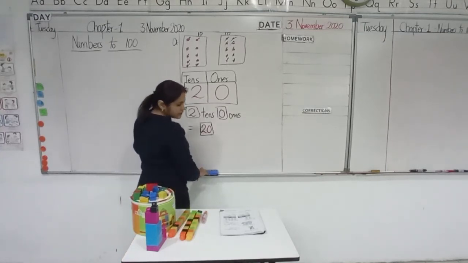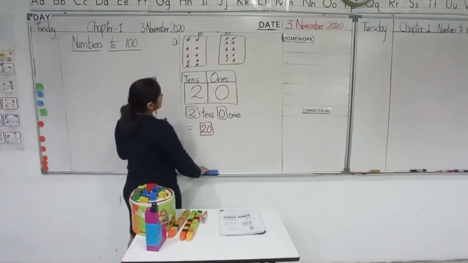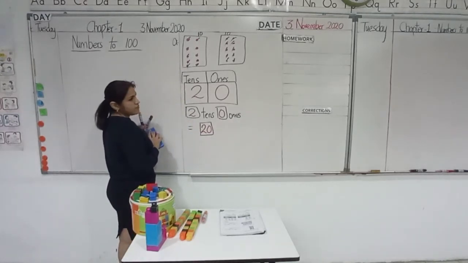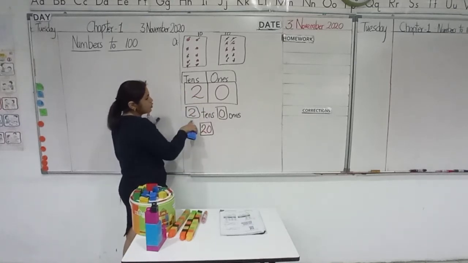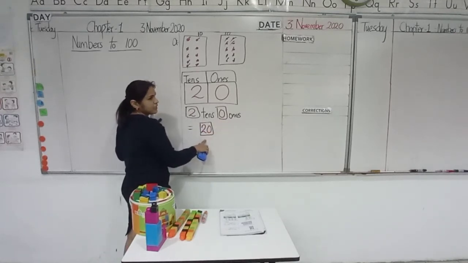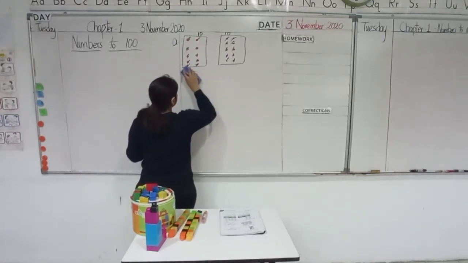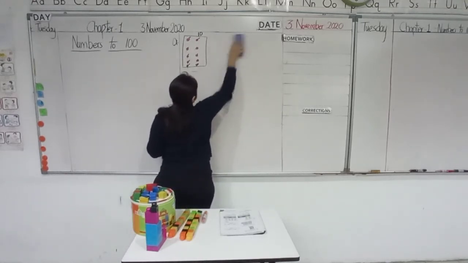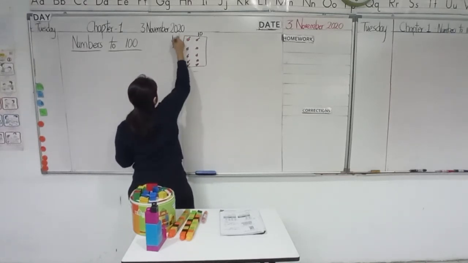Once you are done with this, go to letter B. It's very simple. There are two tens, say and write, two tens and zero ones. Two tens and zero ones make 20. All right, now let's do your B.